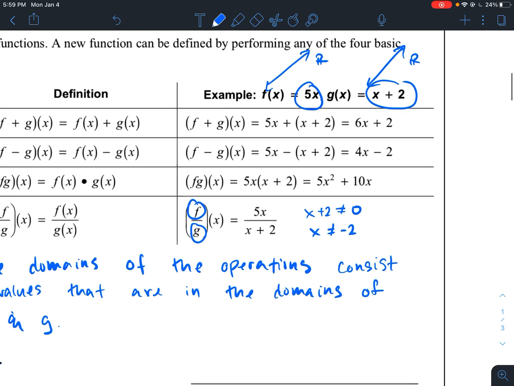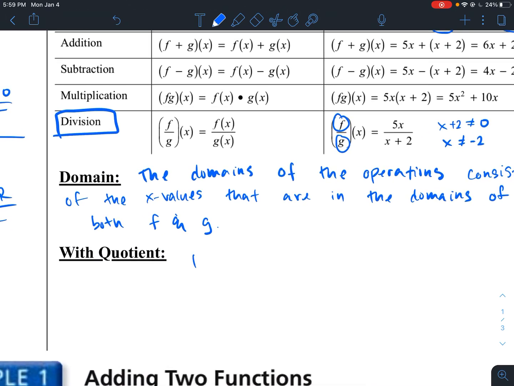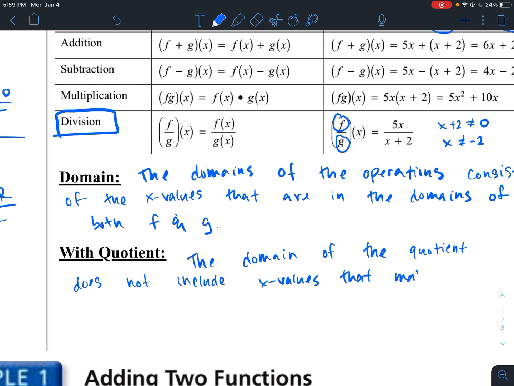So pretty much what we're saying here is that the domain of the quotient does not include x values that make the denominator zero.